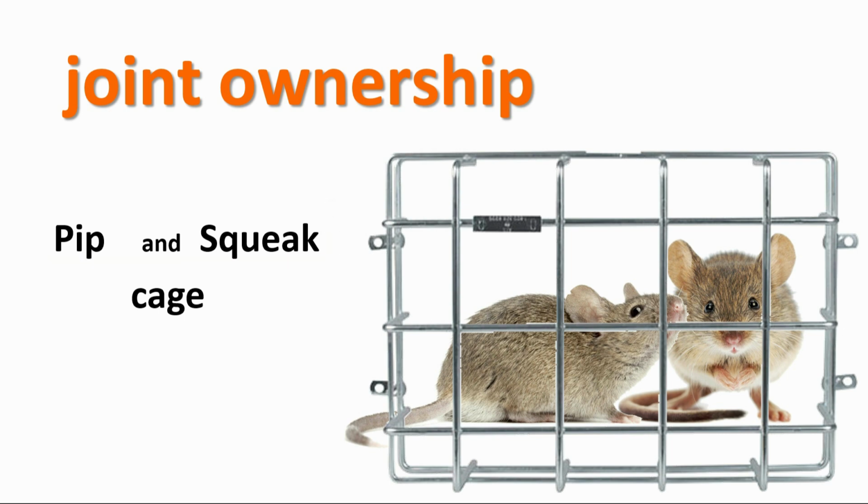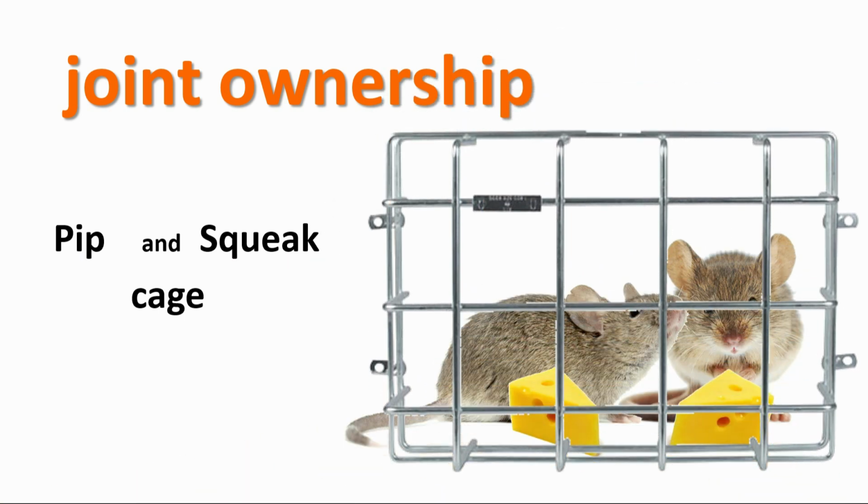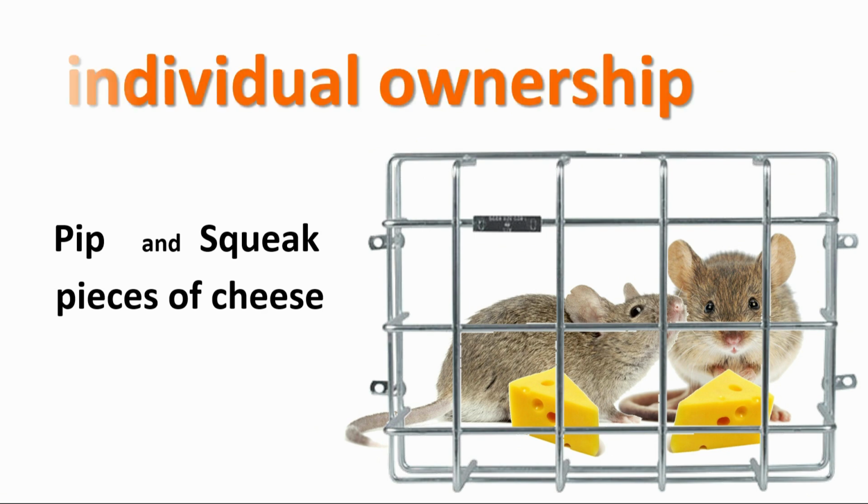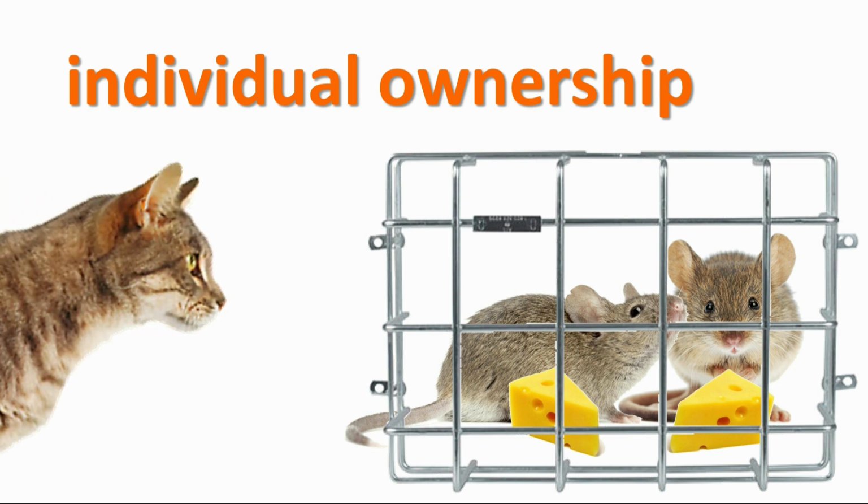Behind their wire bars, however, Pip and Squeak each get their own piece of cheese. Each mouse individually owns his piece of cheese. Pip has his, and Squeak has his, so we would say these are Pip's and Squeak's pieces of cheese, and no one else's. Hey, get out of here!